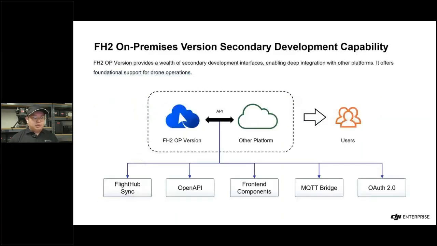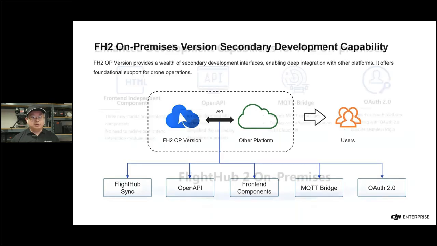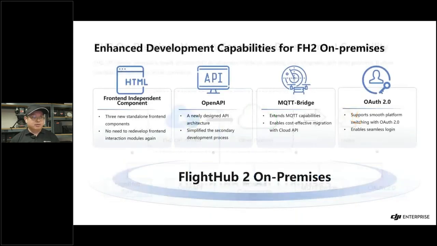So these are the core functionalities or components for the developers to look into: FlightHub Sync, Open API, front-end components, MQTT bridge, and OAuth. The FlightHub Sync you may have previously heard of or used. We had a beta version of FlightHub Sync in the past. Now this is the official FlightHub Sync, so a lot of things have changed.